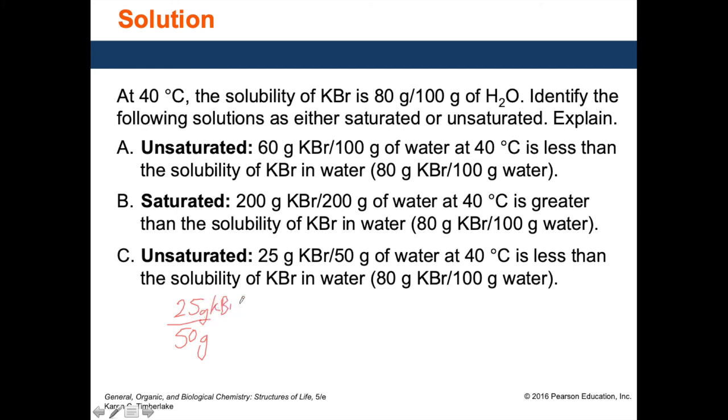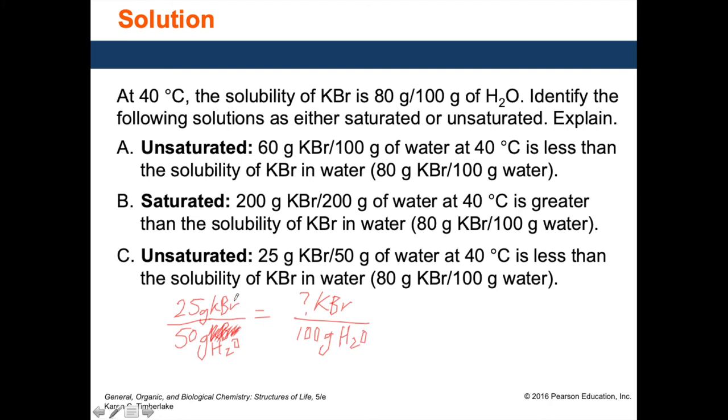For KBr, right? And we want to scale this up to figure out how many grams of KBr do we have in 100 grams of water. Oops, that should have been water, not H2O, not KBr. There we go, sorry. 100 grams of water.